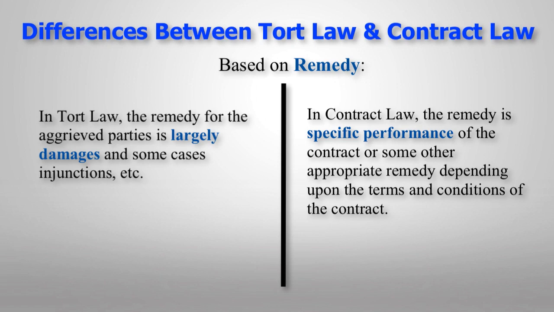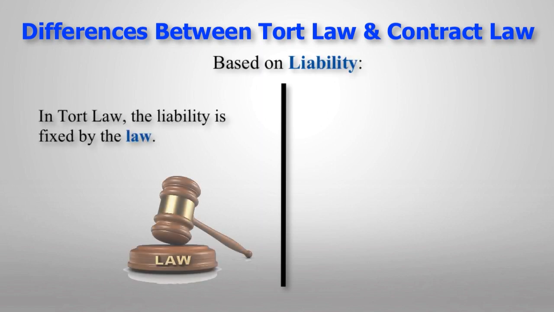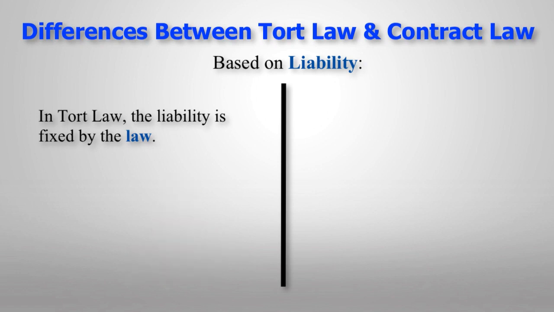So if it is something decided in advance while making the agreement itself, then based on whatever was decided, damages will be fulfilled, given or claimed. Fourthly, based on the liability. In tort law, the liability is fixed by the law. So see, if someone violated your fundamental rights, say restrained you from moving from Hyderabad to Delhi.